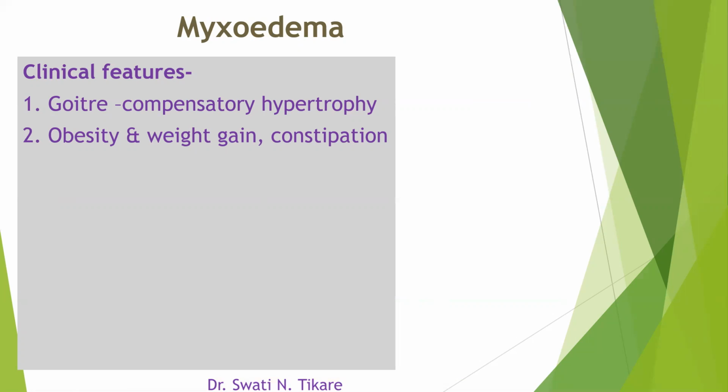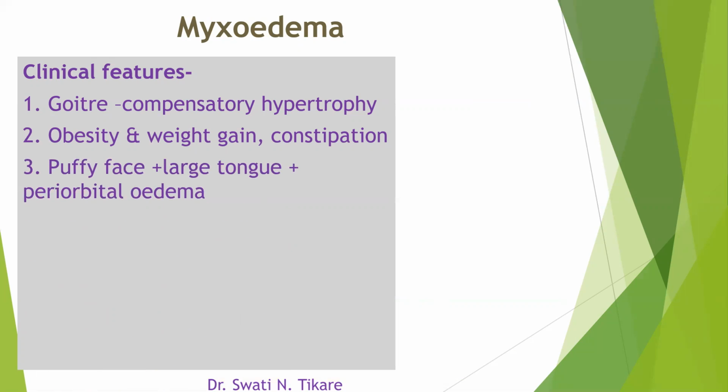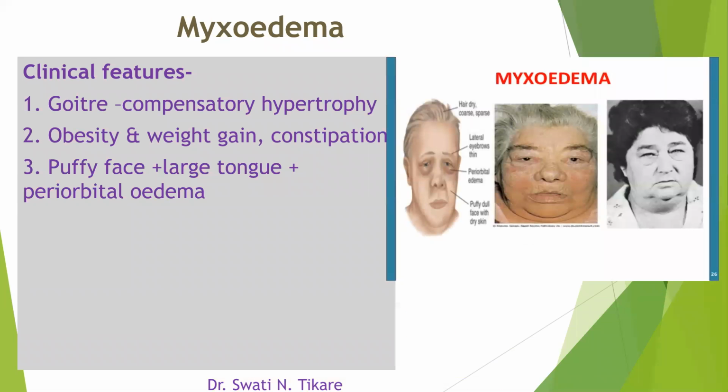Okay. In addition, on the GIT, it was promoting GI motility. So when there is deficiency, there is constipation. Okay. Coming to the third one, there is puffy face, large tongue. This is the facial description of a person with myxedema: puffy face, large tongue, and periorbital edema. Let's see a diagram and understand this.